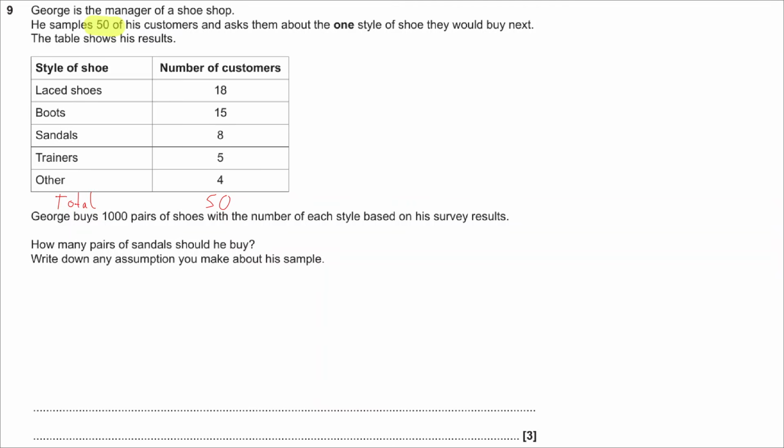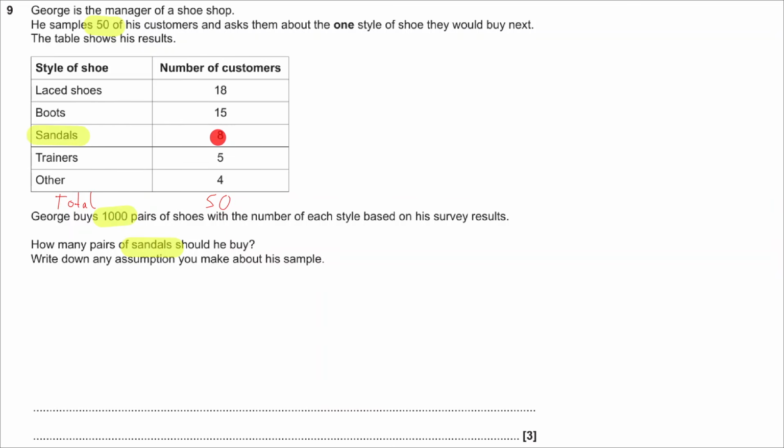George buys 1,000 pairs. With the number of each style based on his survey results, how many pairs of sandals should he buy? So we're looking at sandals here. So what you want to do is find the proportion of the sandals that are bought in the survey, and then find that proportion out of 1,000.